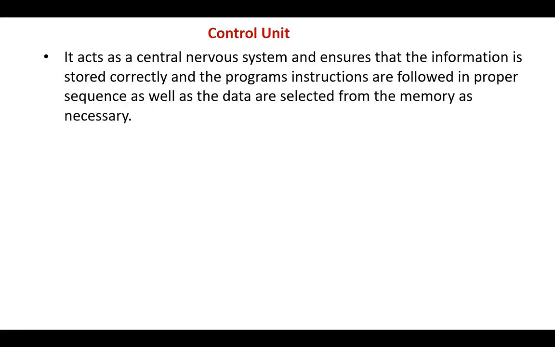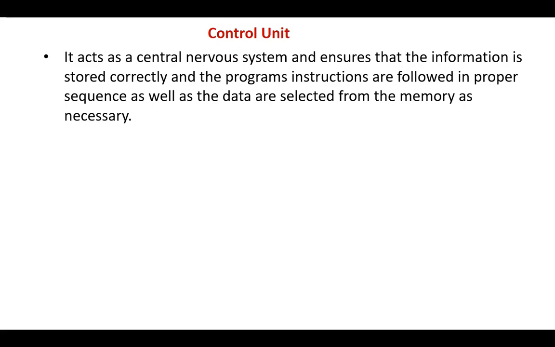And then from there, it will also help you interpret that same information from the computer language to something that can be understood by humans. Something that can be outputted, something that will be understood by the users. Yeah, that's what it does. So that's why sometimes it's called the central nervous system of a computer, and it ensures that the information is stored correctly and the program instructions are followed.